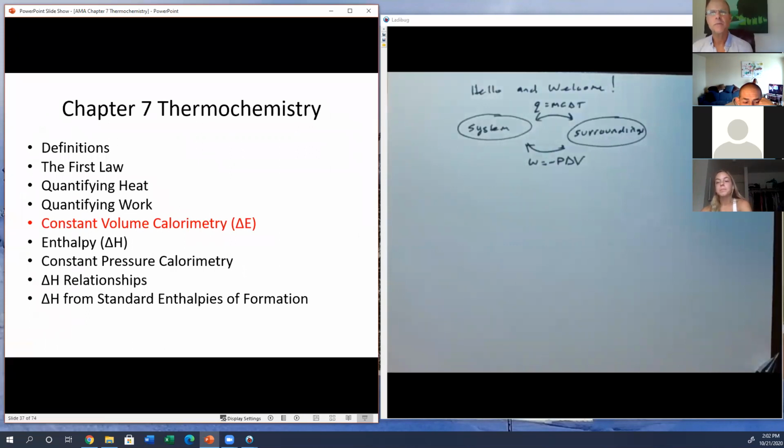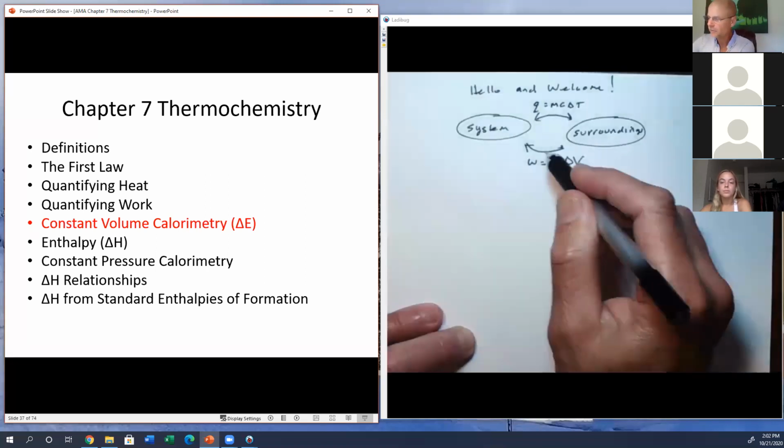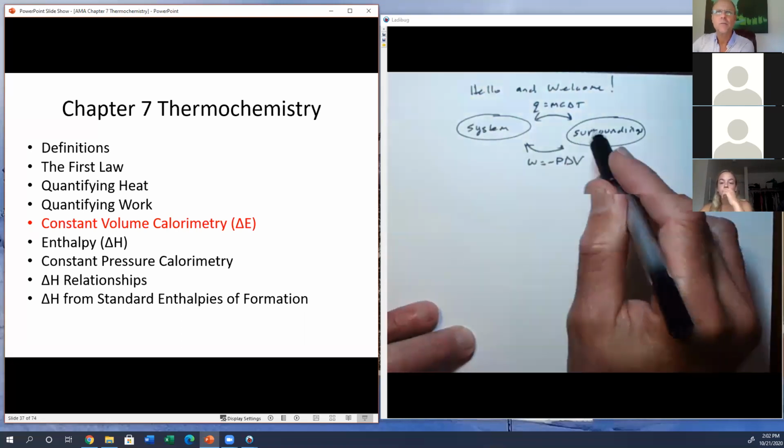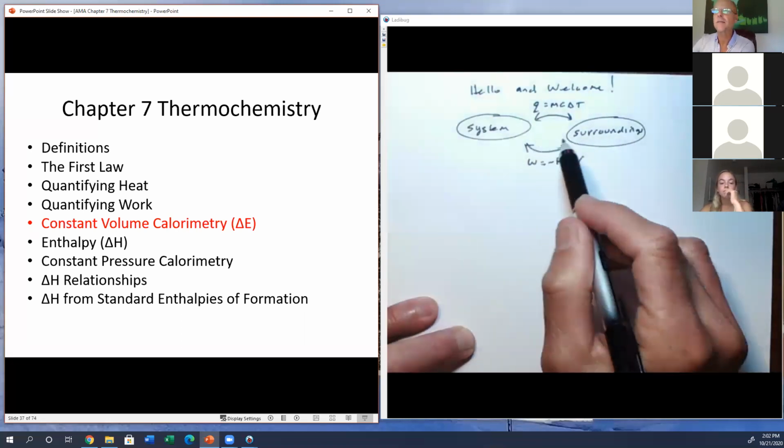So thermochemistry, remember, is the relationship between energy and chemistry, right? So we started looking at some definitions of different important quantities like energy and work. We looked at the first law, which tells us that the total energy is constant. So we don't have energy being created nor destroyed, but energy is transferred between the system and the surroundings, okay? And so we're going to think of all these energy transfers from that point of view.